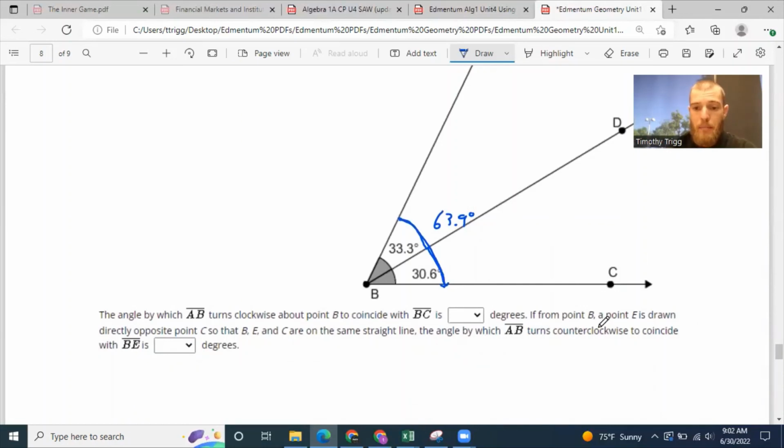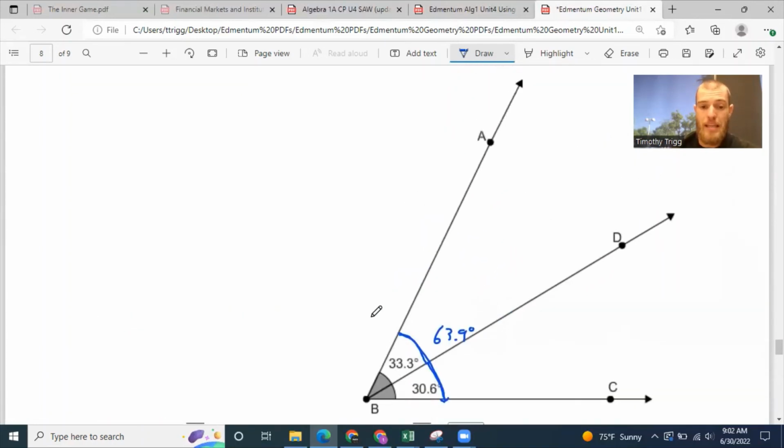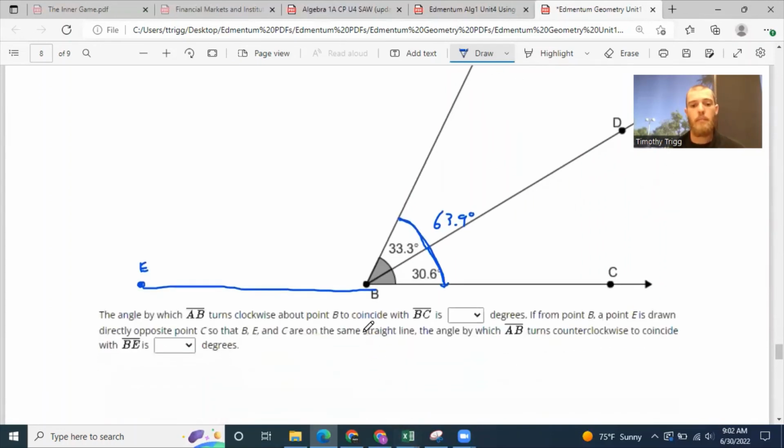If from point B, a point E is drawn directly opposite from point C, so that B, E, and C are on the same straight line. Okay, so let's first draw where point E should be. It says B, C, and E are on the straight line, and that E is opposite from C. So E would be like over here, such that this forms a straight line across. Okay, hopefully that makes sense.